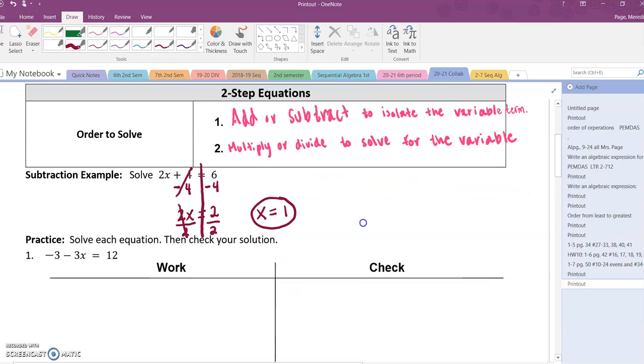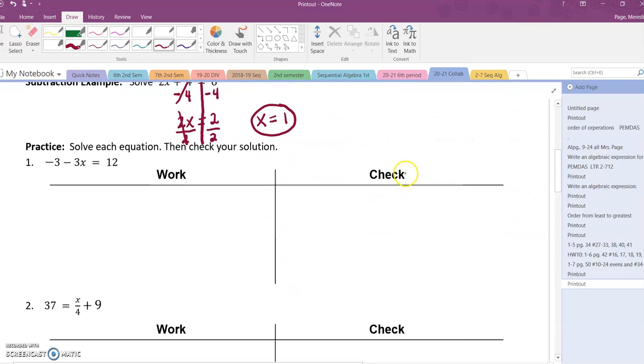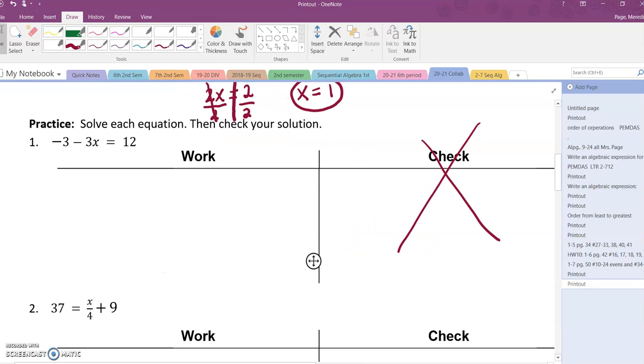Okay, let's do another example. Now, we're not going to check the work, okay? But we're just going to solve for x using those two steps. If you want to check your work, you're more than welcome to. Maybe one of these I will end up doing. So, solve the equation, check your solution.